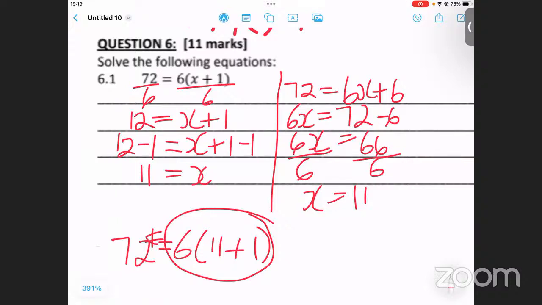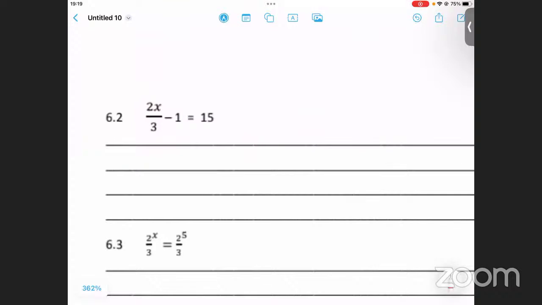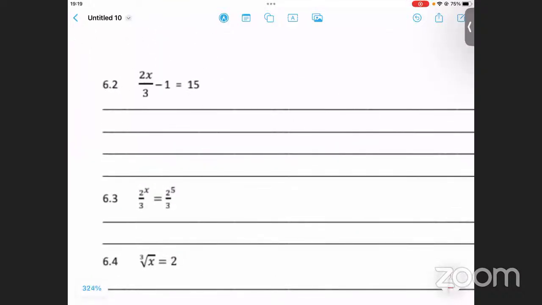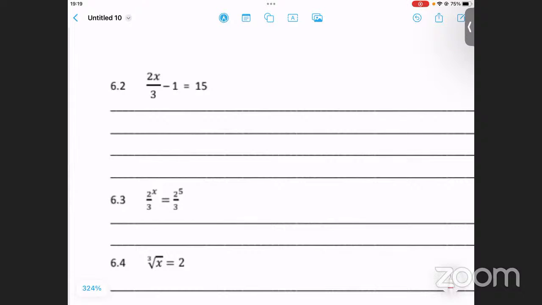Do we have any question or any addition? Somebody want to add something? Somebody want to ask? Maybe you didn't understand. Or are we all good? Babalelo, are you good? Yes, ma'am. Okay, that's good. Let's go to 6.2. So 6.2, we have 2x divided by 3 minus 1 is equal to 15.